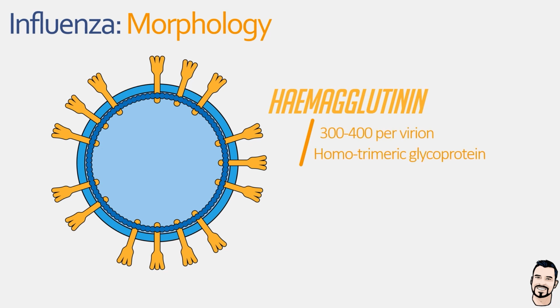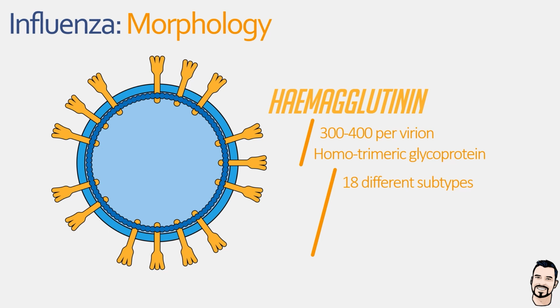of which there are around 300 to 400 of these per virus. Now, our hemagglutinin has a homotrimeric structure, meaning it is composed of 3 identical subunits made of various carbohydrates and amino acids. Now, the structure of one hemagglutinin can differ to another, and in fact there are 18 different subtypes of this protein that have been identified to date with various different properties.